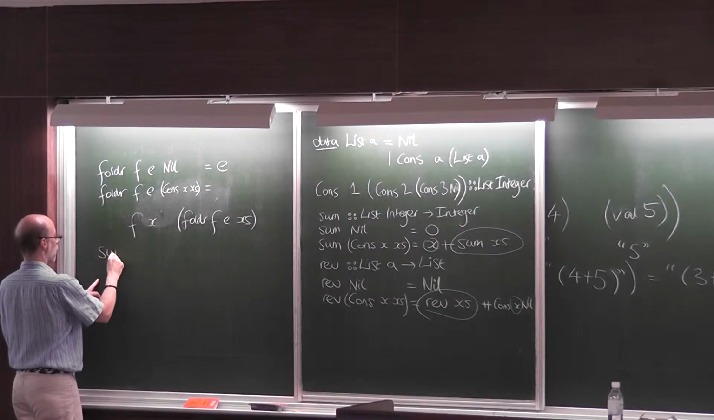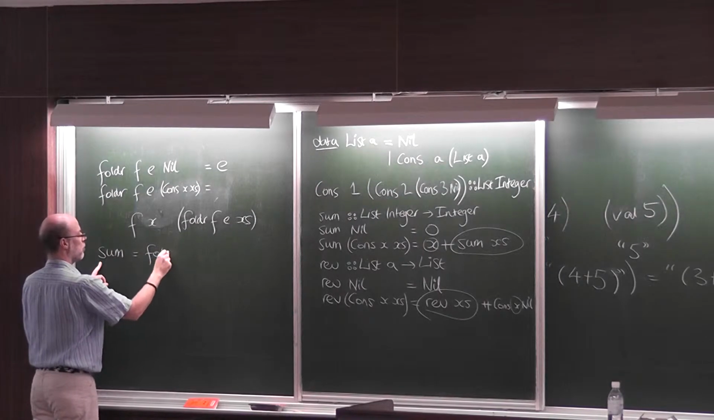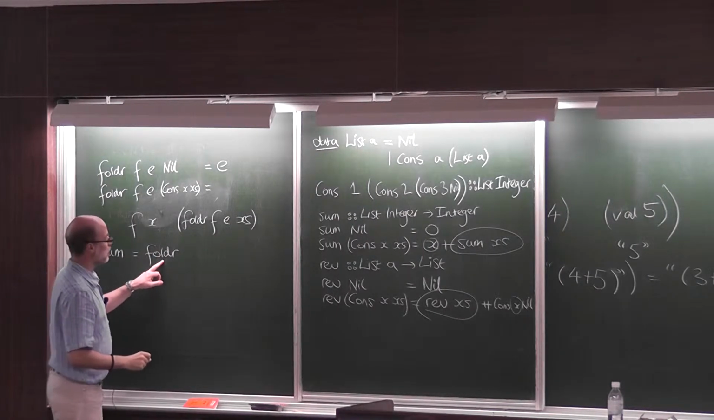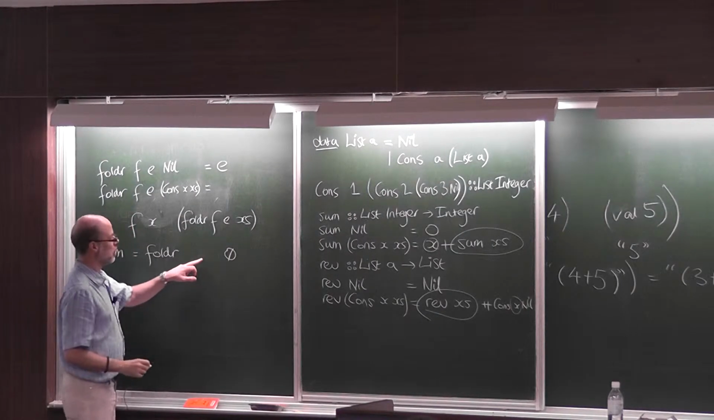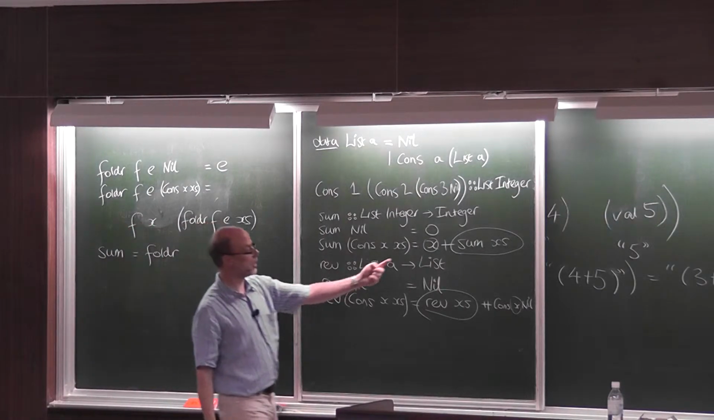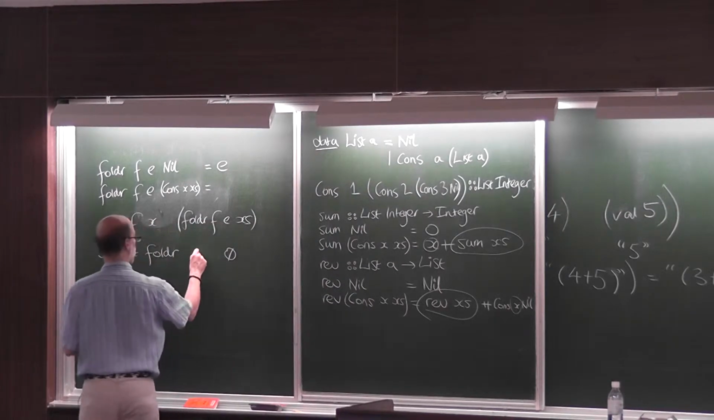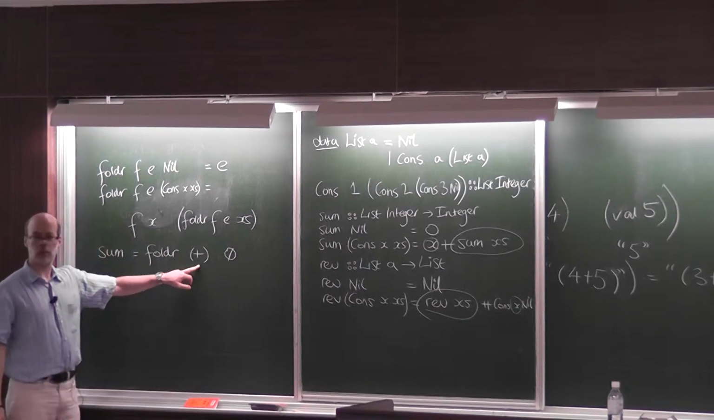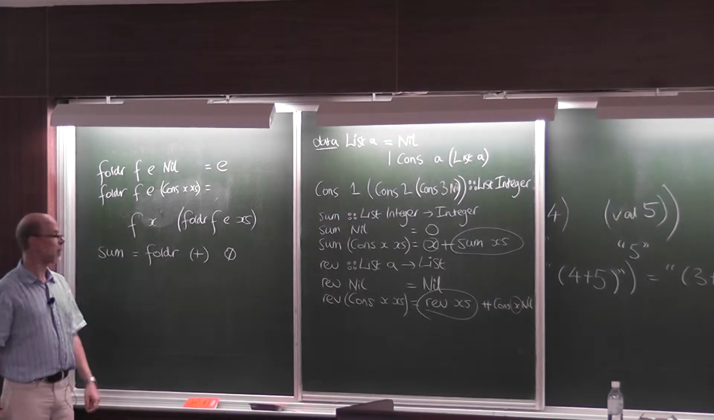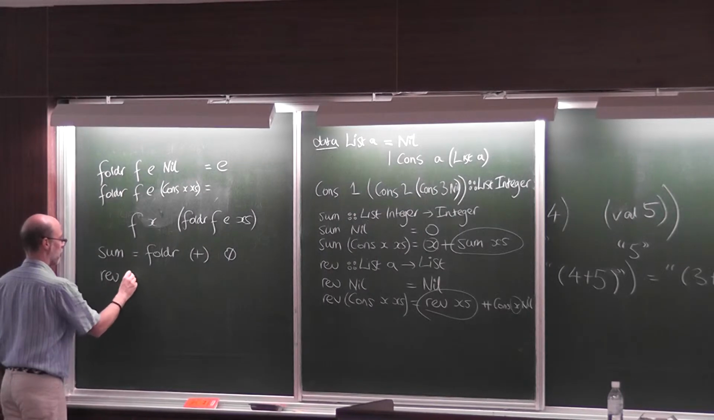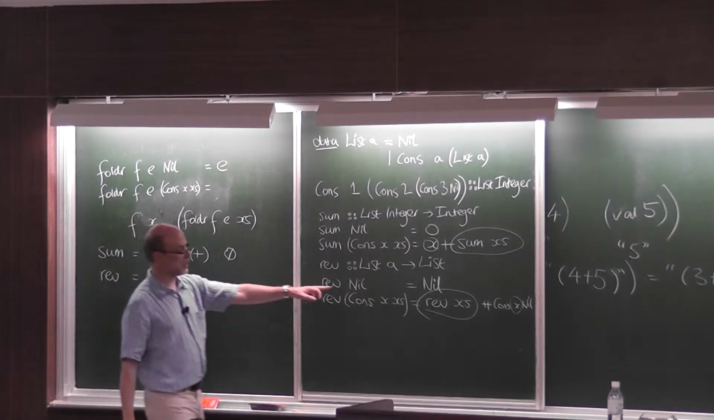So sum is an instance of this pattern, and for the empty list you produce 0, and the binary operator you use to combine the head with the result of the recursive call is addition. In Haskell you can write the addition function by writing plus in parentheses like that. And reverse is an instance of this pattern. And in the empty list case, you get the empty list.